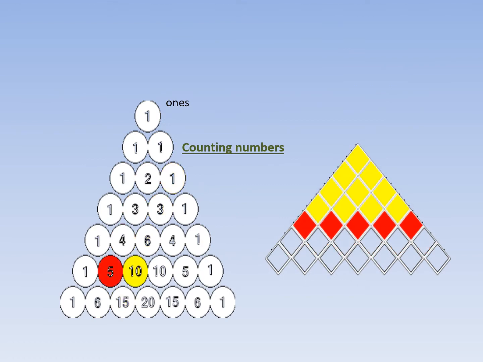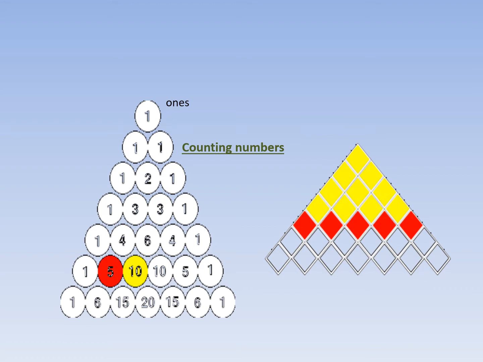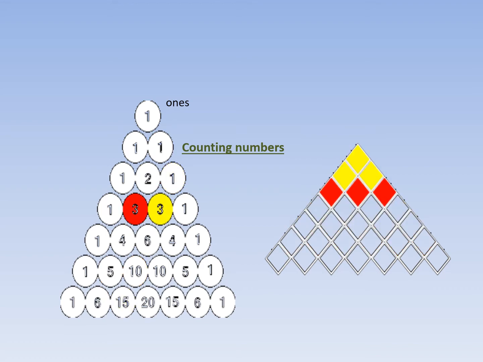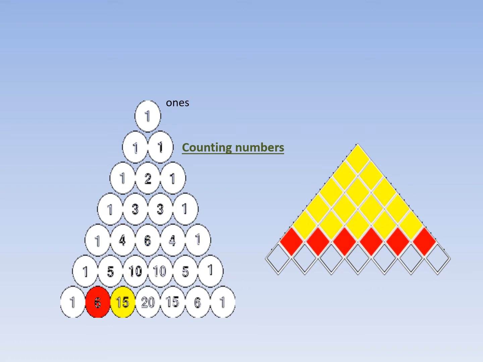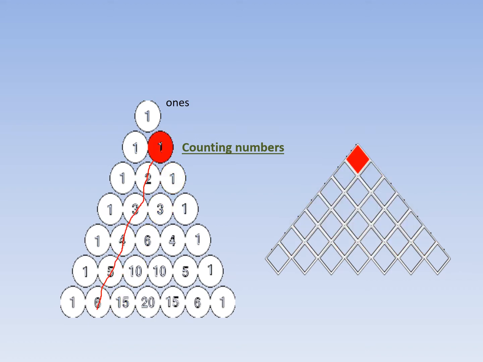Next, let us try to understand one more secret about this triangle, that in this triangle we are having counting numbers on the diagonals. As you can see in the animations, these are counting numbers in the diagonals, 1 2 3 4 5 6, like that.